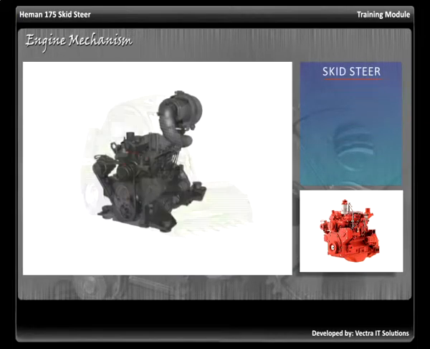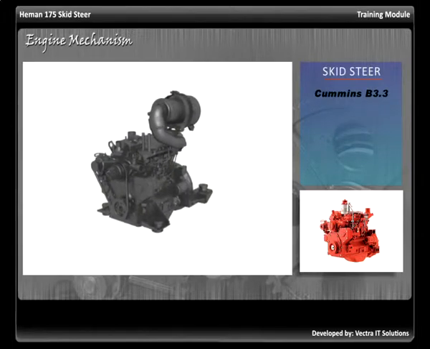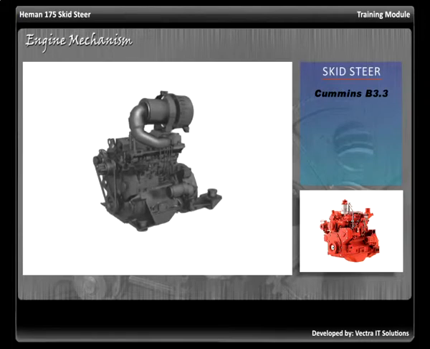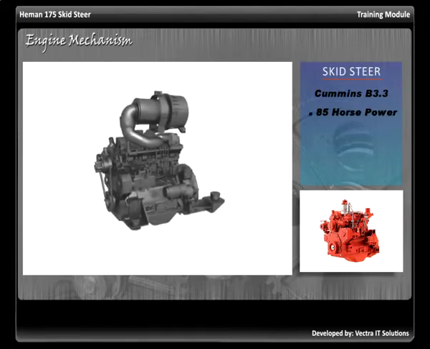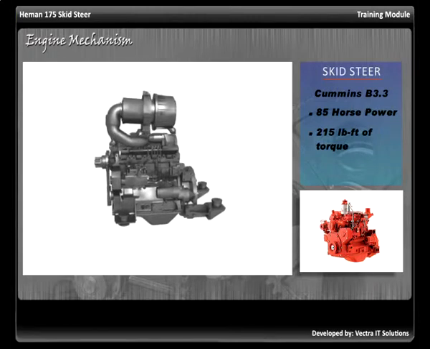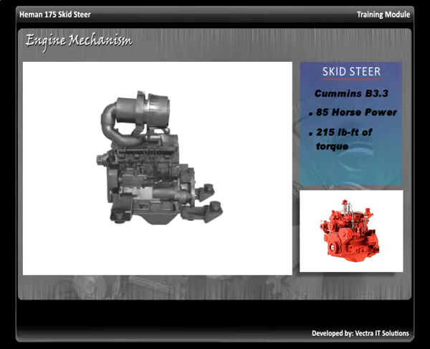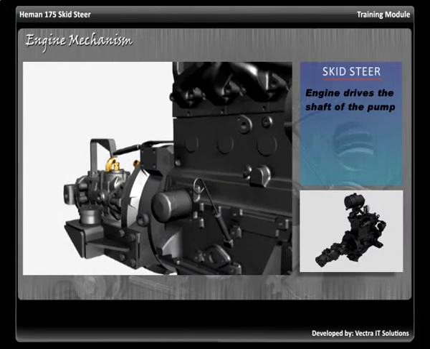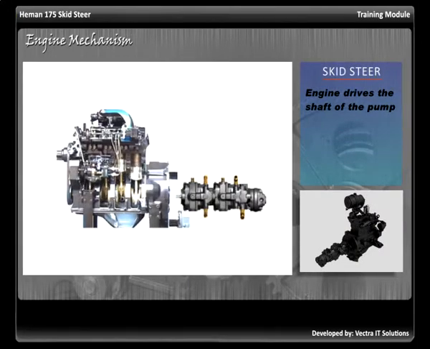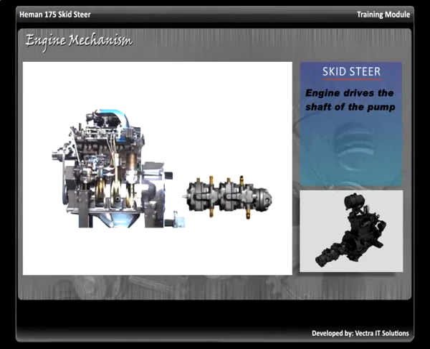Skid steer is fitted with Cummins B3.3 engine, which gives it toughness and reliability. Cummins B3.3 is a diesel engine, delivers up to 85 horsepower, with 215 pounds-per-foot of torque and has the best fuel economy in its class. The engine drives the shaft of the hydrostatic pump, which then powers the different functions of the skid steer.